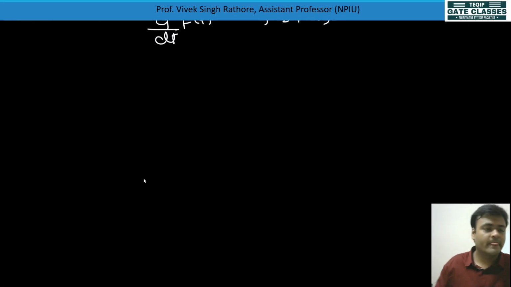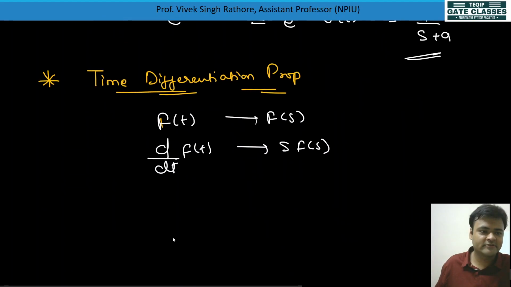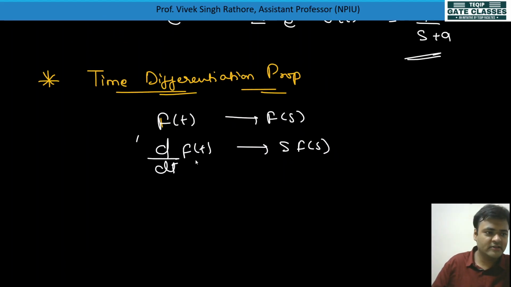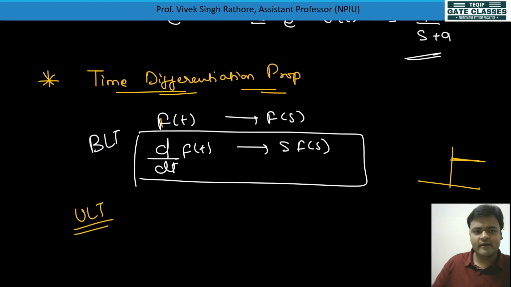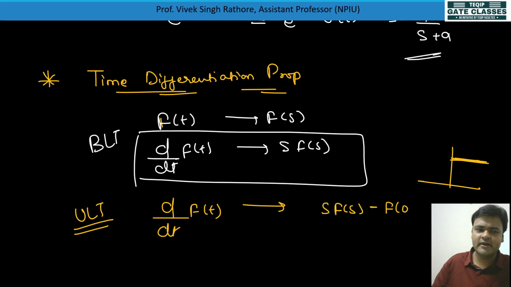Okay, fine. So in the time differentiation property, this expression is valid for bilateral Laplace transform. But for unilateral Laplace transform, the value exists for t greater than 0, so there may be some previous value also which we need to consider. So in unilateral Laplace transform, d by dt of f of t will lead to s times F of s, but some old value, the initial value, will also be there.